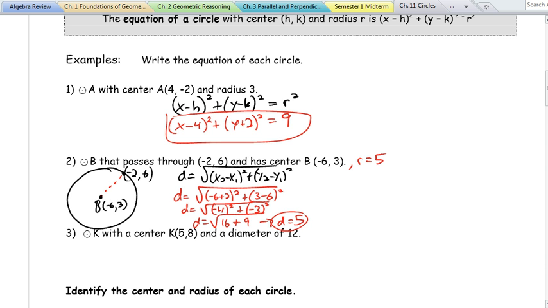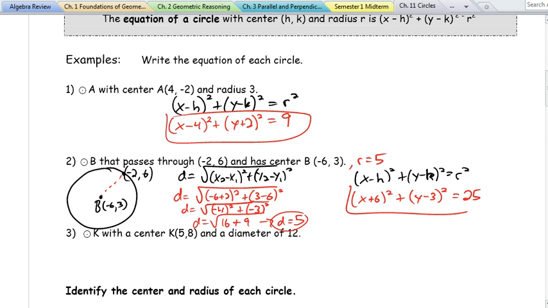Let's go ahead and plug into our circle formula of x minus h squared plus y minus k squared equals your radius squared. So x minus your center is -6, so x plus 6 squared plus y minus 3 squared equals 5 squared, or 25. And you're done. That's about as hard as it can get.